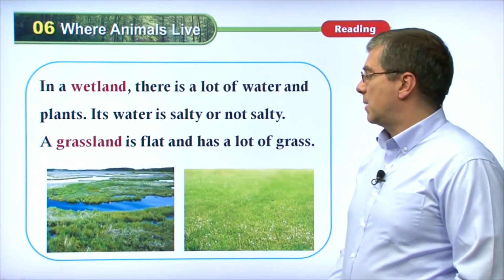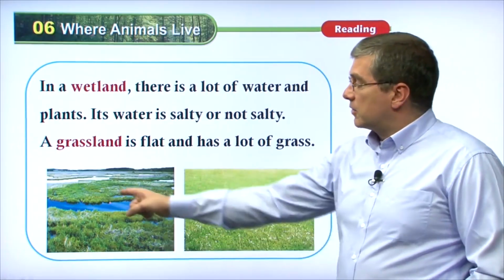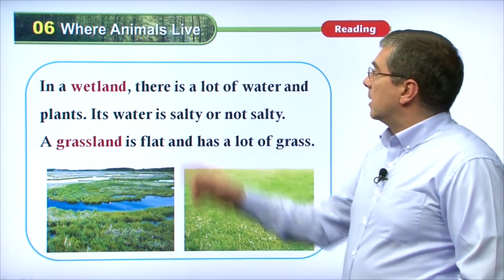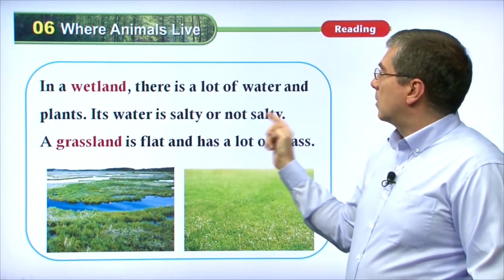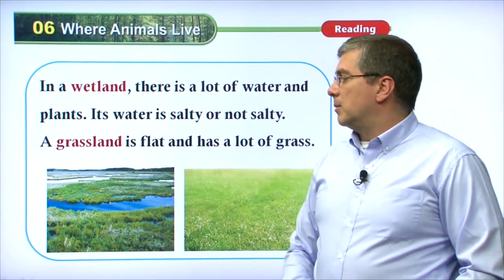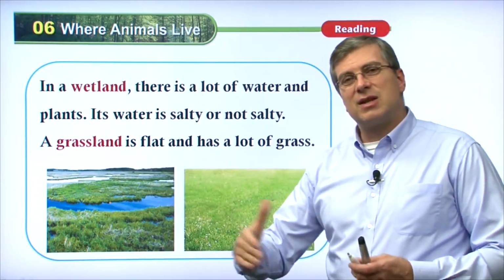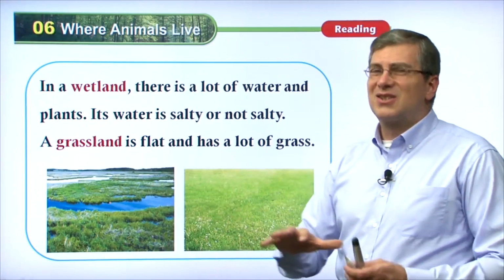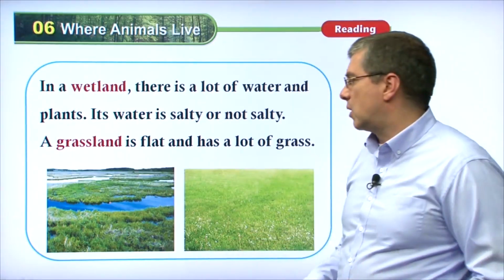Okay, what's another type of habitat? Actually, we have two habitats on this slide. The first one, of course, is a wetland. There is a lot of water and plants. Is its water salty or not salty? True, before I said wetlands are usually fresh water, but some wetlands next to the ocean can be a little bit salty, right? Probably a mixture of fresh water and salt water.